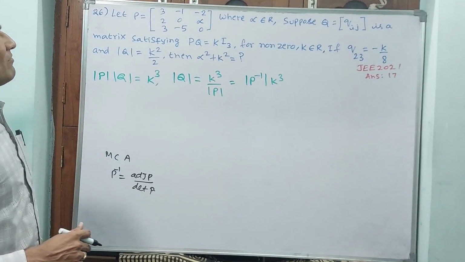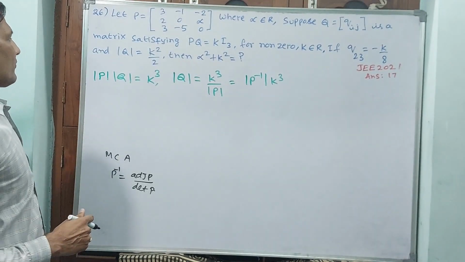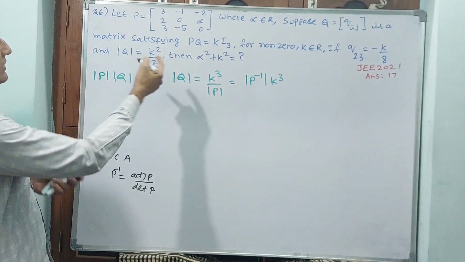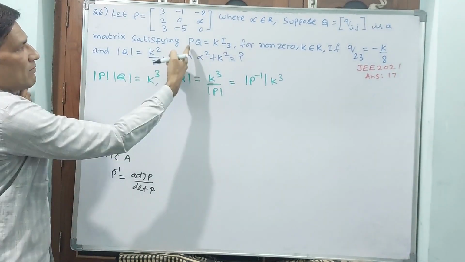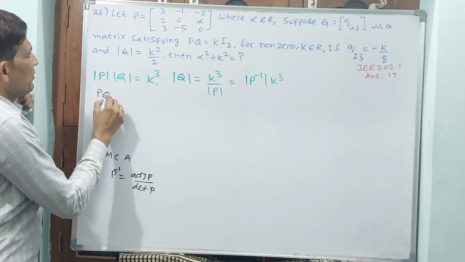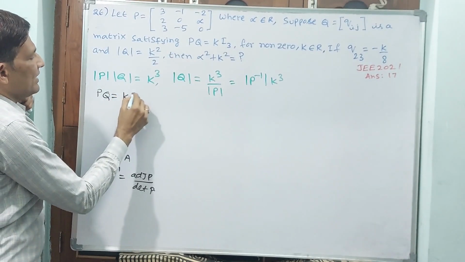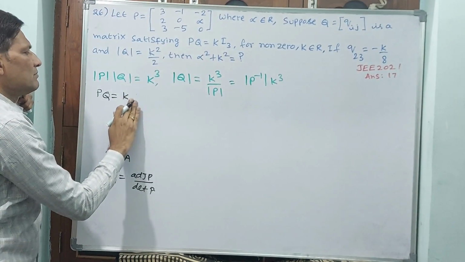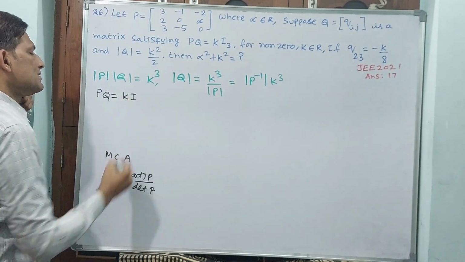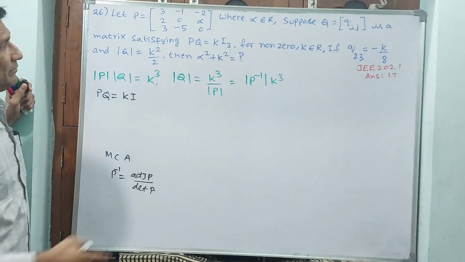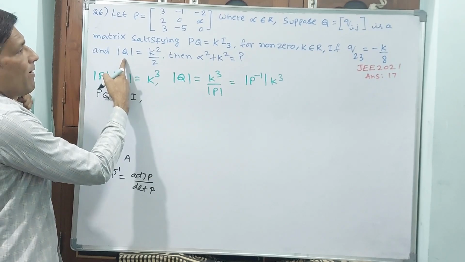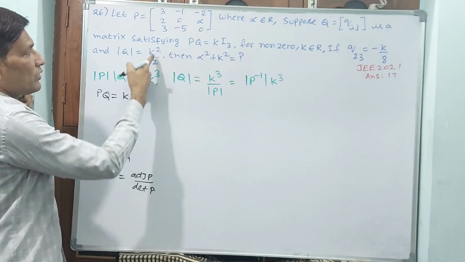Okay, P inverse exists. Now one more thing they have given. You see here what I want to write. See, PQ they have given as KI. KI means K only. Let me write KI. PQ they have given as KI. Also they have given determinant of Q, this is equal to K square by 2.